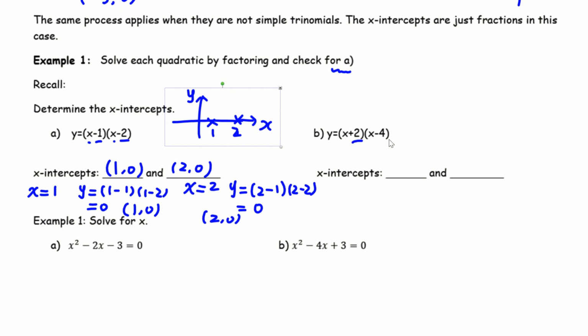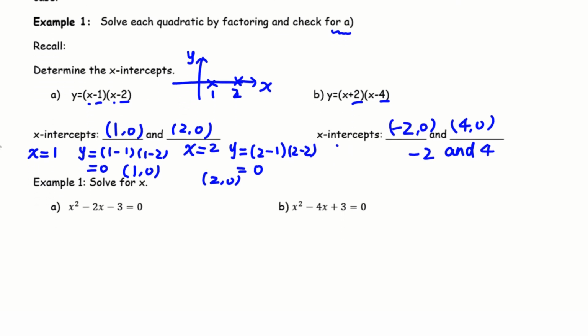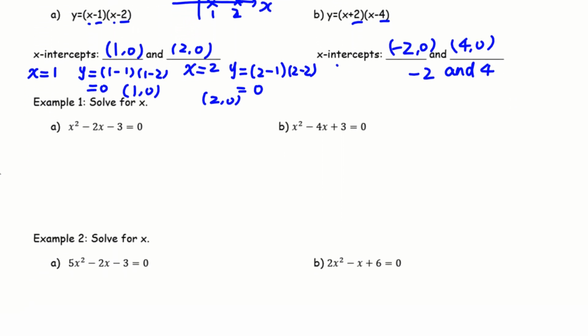And for this one, the opposites are (-2, 0) and (4, 0). Or you could just write it as -2 and 4 because we know that it will be on the x-axis. So now we continue to solve for x.